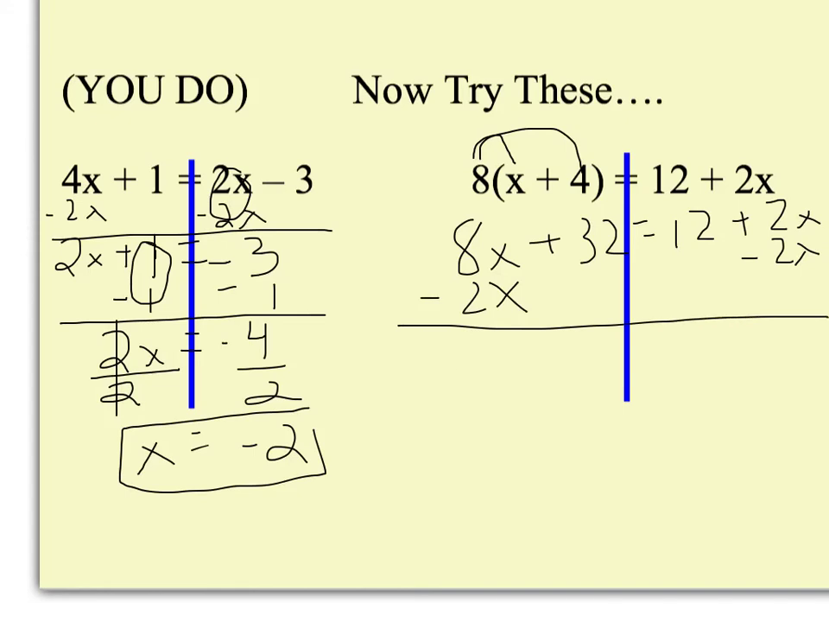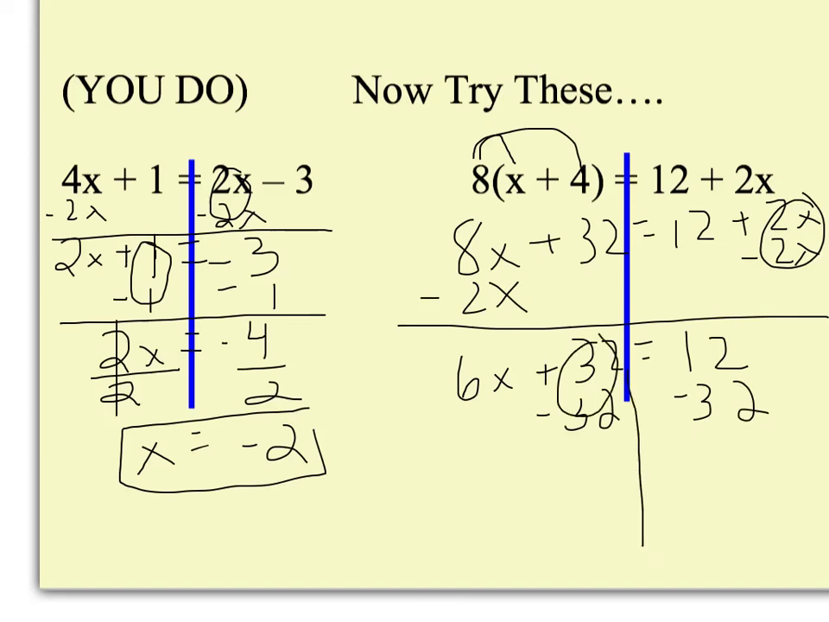Okay, so here I have 6x plus 32 equals 12, because 2x minus 2x is 0. Next step, subtract 32 from both sides. Here this gives me 0, 32 minus 32. And over here I have 6x left over, which is equal to 12 minus 32. It's going to give me negative 20. Then I'm going to divide both sides by 6.